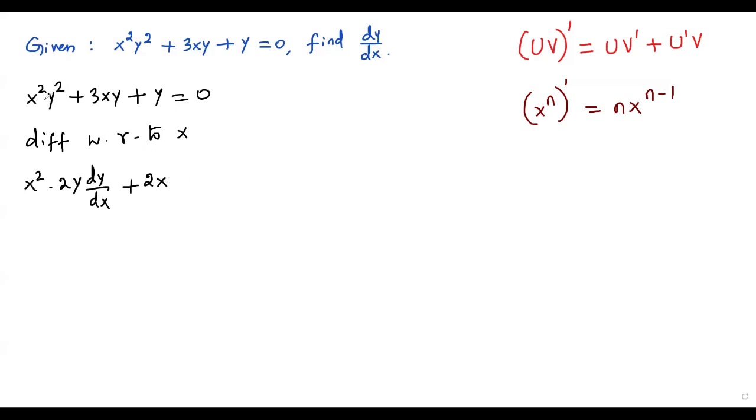Okay, now I got the derivative of the first term x squared. I have to keep the second term y squared as it is. Now I got the derivative of the product x squared times y squared using the product rule, positive. Okay, now let's find the derivative of the second term, 3 times xy.